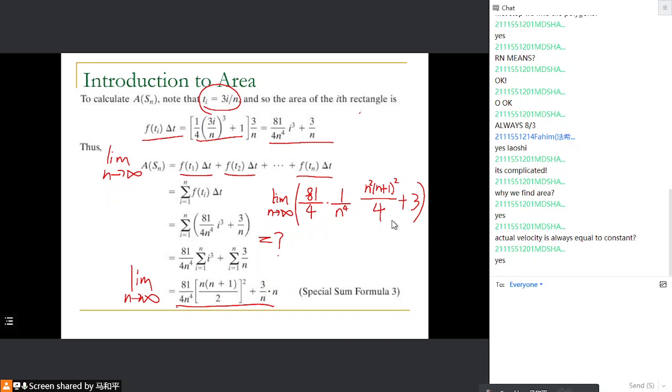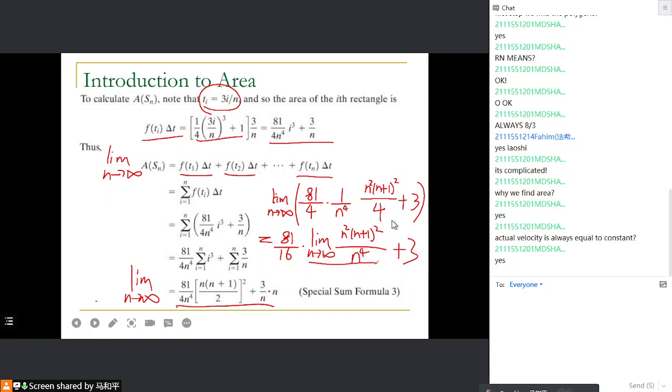Do you know how to calculate this? Here we know that this constant is 81 over 16, right? Times... it means we calculate this one: the limit as n approaches infinity of n squared times (n plus 1) squared over n to the 4 plus 3. This one, right?